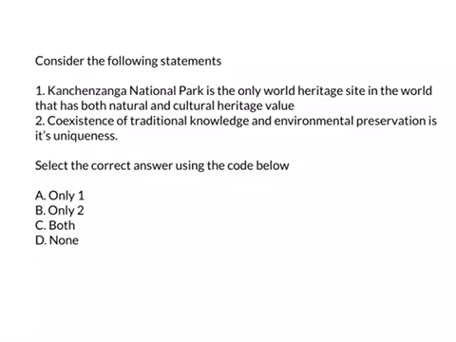Now let's see what the questions from today's video are. Consider the following statements. Kanchenjunga National Park is the only World Heritage Site in the world that has both natural and cultural heritage value. Coexistence of traditional knowledge and environmental preservation is its uniqueness. Select the correct answer using the code below.